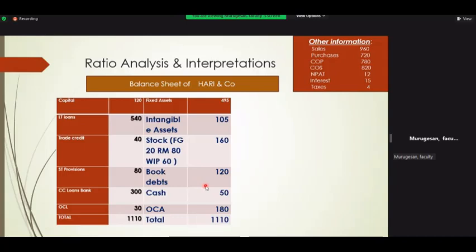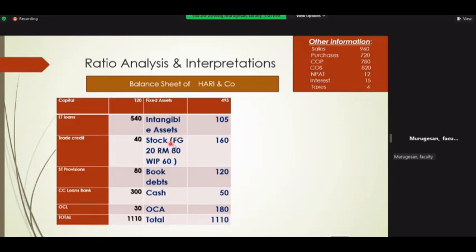Book debts will always be linked to sales. 120 divided by 960, multiplied by 12. You will get the book debts in terms of months. How many months of book debts? How many months of RM? How many months of finished goods?